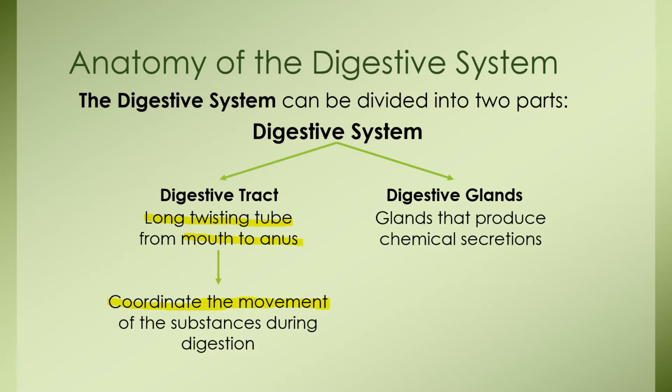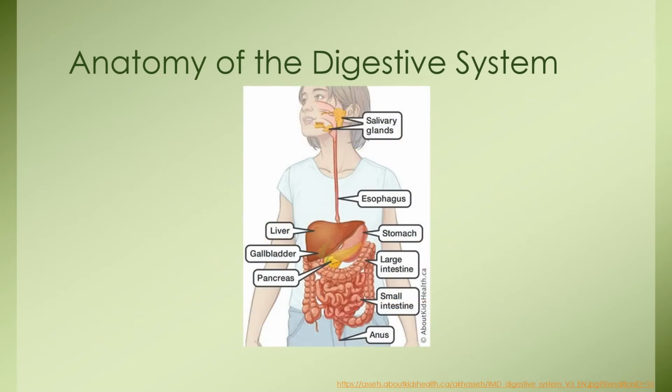And the digestive glands are glands that produce chemical secretions, okay, that help in the digestion. These chemical secretions break down the food into smaller substances. Okay, so the digestive tract just moves the food, and the digestive glands produce the chemical secretions that break down this food into smaller substances. Take a look a little closer.